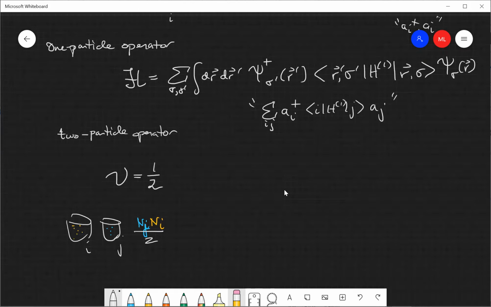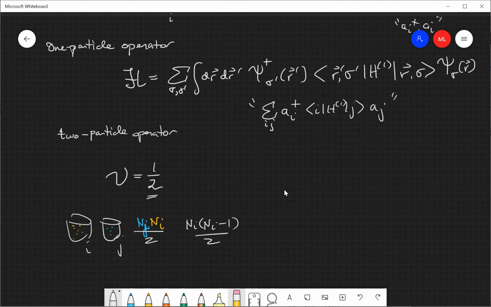And of course, if it's in the same state, then it's Ni minus 1 over 2. So you often put in this half here for that reason. I didn't really mention that before, but it should make sense. You just don't want to double count pairwise interactions.